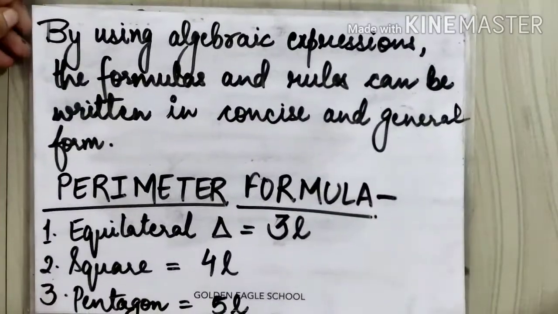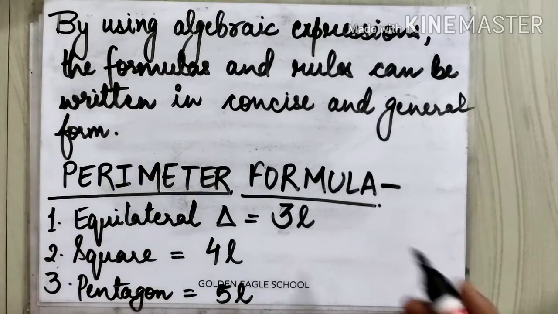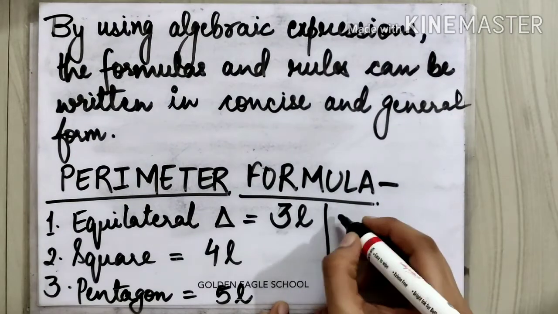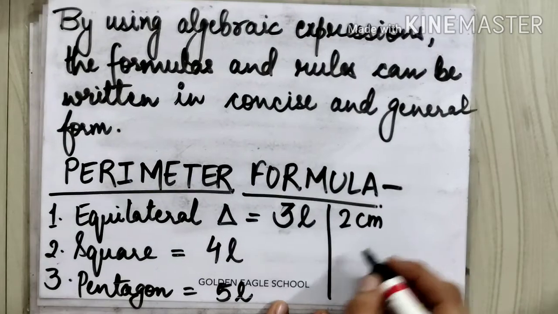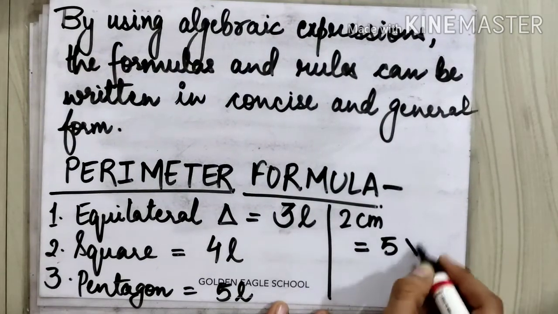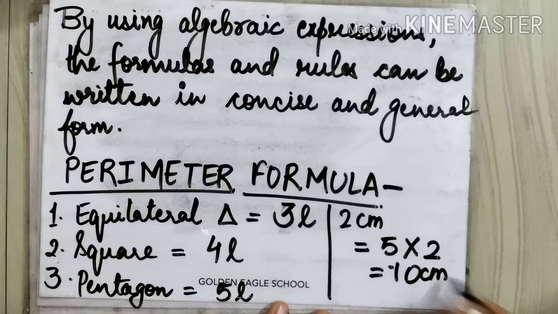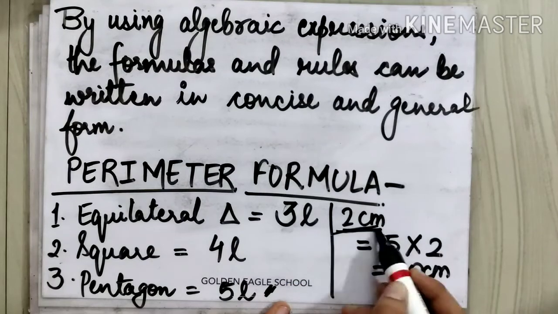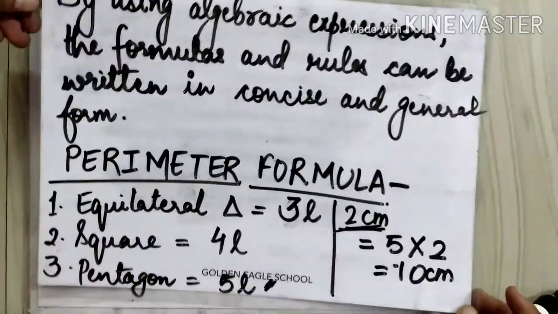Before moving on, we can take one example for perimeter formula. If the side of pentagon is 2 centimeter, each side is 2 centimeter, then the perimeter will be 5 into 2, that is 10 centimeter. So this is how we have found out easily by placing the value of L which was given in the question.